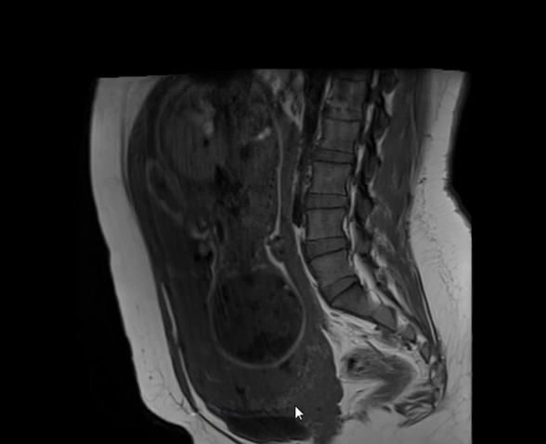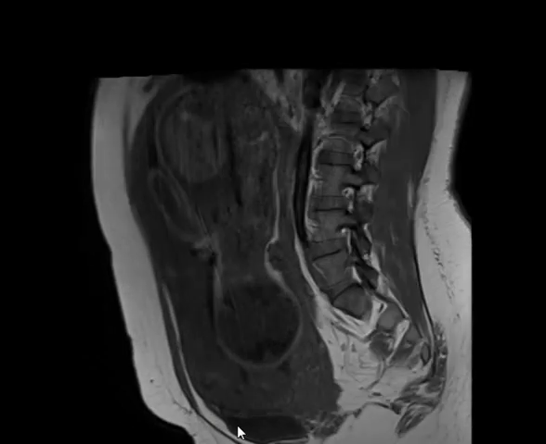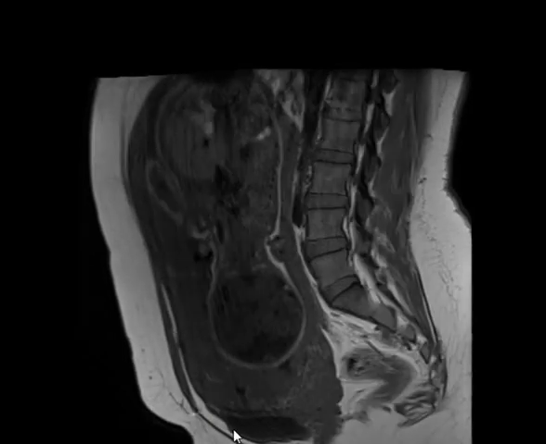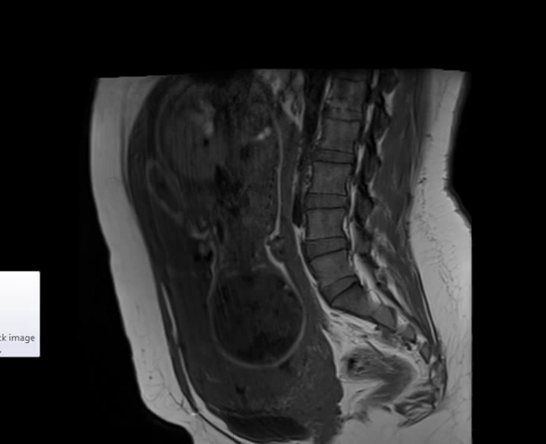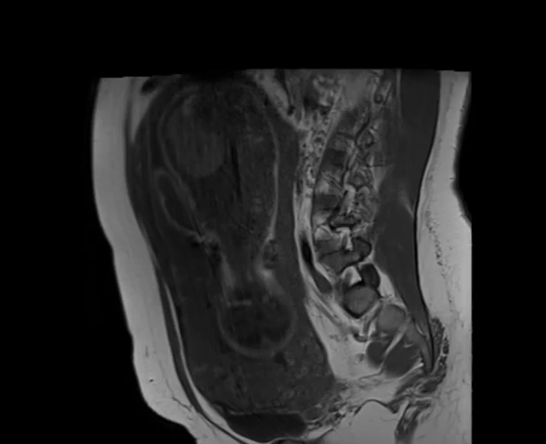The bladder wall is intact. Do you judge the bladder wall on T1 weighted images? On T2. And you started with T2 fat saturated images. Yeah, the first one.